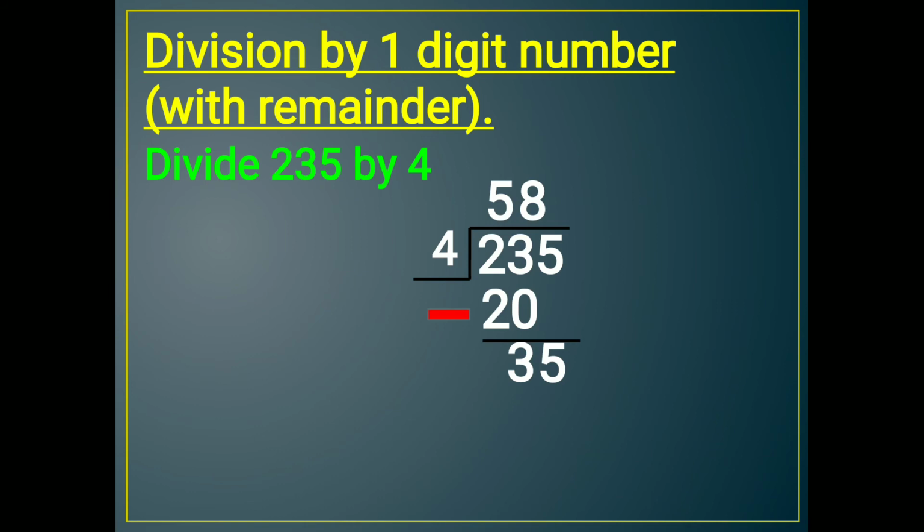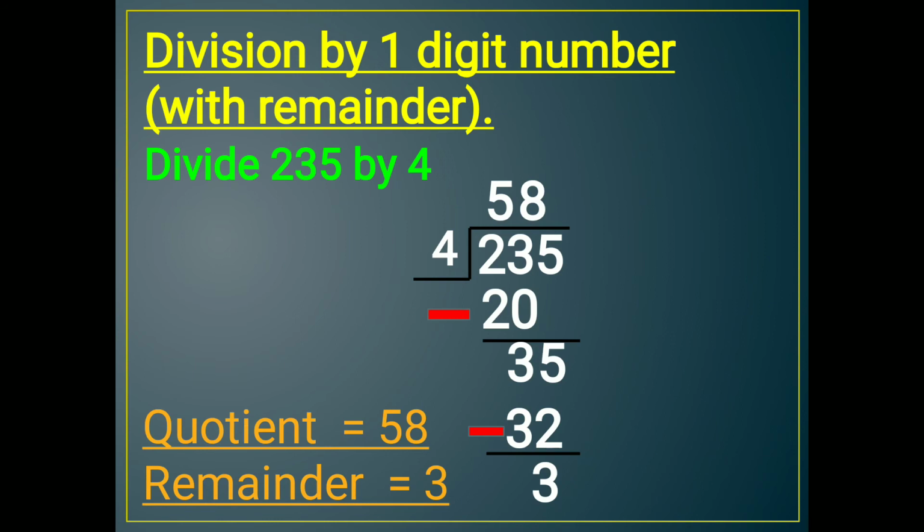So 8 you will write upside, and 32 you will write just below the 35. After that you will subtract 32 from 35, we will get 3. Now, so the quotient is 58 and remainder is 3.